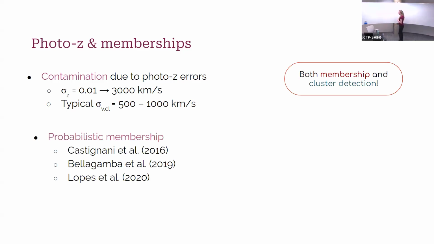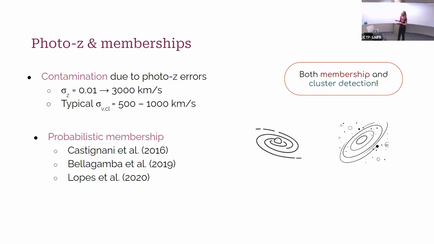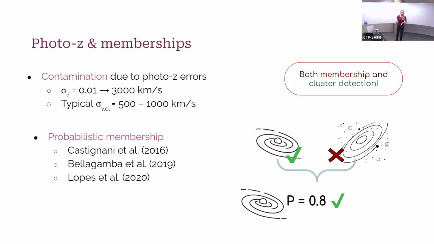And at least for the membership analysis, we already have in the literature some ways to deal with this contamination, which is by using probability membership. So here I'm just showing some of these works that come from 2016 until now. By membership, what I mean is that instead of saying that a galaxy is a member or not of a cluster, we give a membership probability. So we can apply cuts to try to remove this contamination by this projection effect.